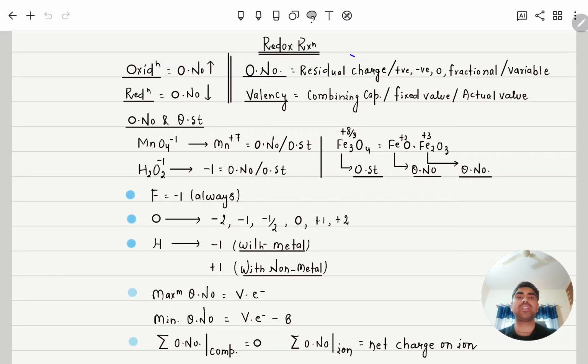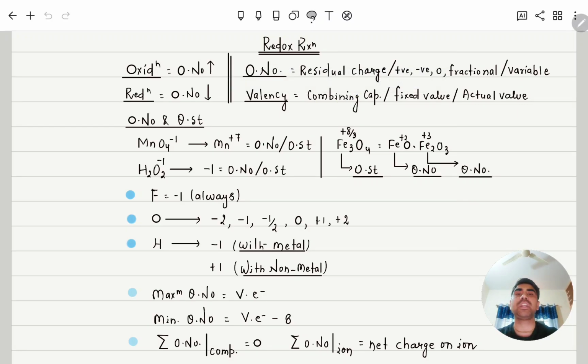So oxidation number is a residual charge. Whatever charge appears on a particular atom during bond formation is called its oxidation number. It could be positive, zero, or fractional, and it is variable because an element in a compound associates with different atoms, so different residual charge may appear on it. Whereas valency is the combining capacity, telling how many bonds an atom can form during bond formation.